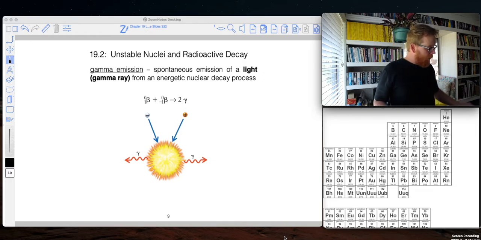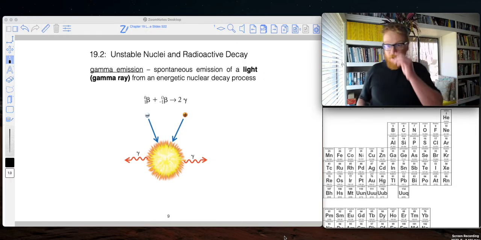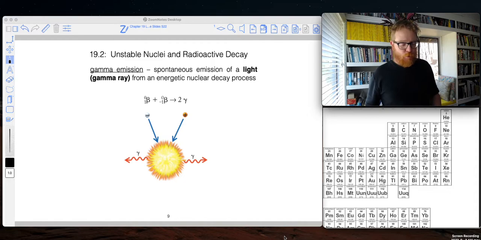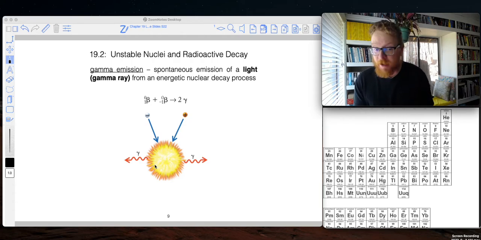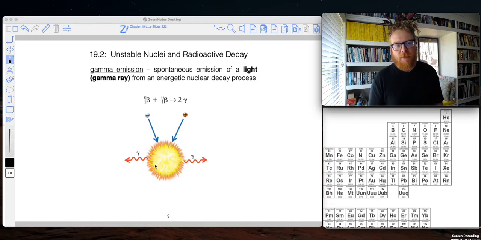Hey folks, I want to talk about our last decay mechanism, and then we're going to go through a few example problems. So the last thing we'll talk about is gamma emission. And typically there's lots and lots of ways that gamma emission can result. So by definition, it's a spontaneous emission of light, and that is a gamma ray.